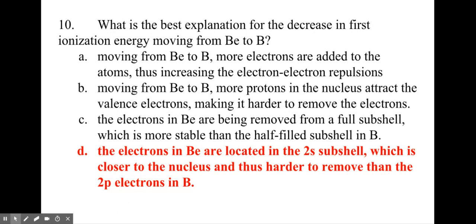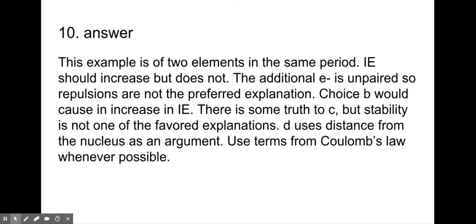Number 10, what's the best explanation for the decrease in first ionization energy moving from beryllium to boron? Again, this is one of these things where we want an explanation for a trend. Now, from beryllium to boron, going across the period you would expect ionization energy to increase. But here it decreases. So what is that about? Well, this is an example of two elements in the same period. The additional electron, as we move from beryllium to boron, is unpaired. So repulsions are not a preferred explanation.